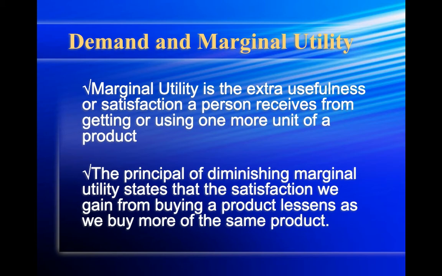I eat it. I'm like, oh, it's so good. I want another one. So I buy a second candy bar and I eat it. And then I still kind of have a craving, but by the time I eat my third candy bar, I'm kind of done. So as I keep eating more and more chocolate candy bars, the marginal utility for me diminishes. And that's what it states. The satisfaction we gain from buying the product lessens as we buy more of the product.